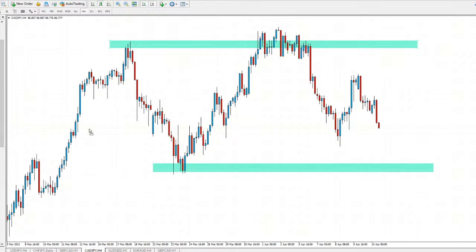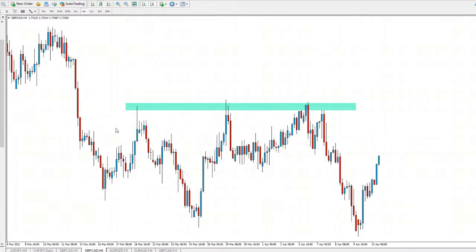And if you take a look at GBP/CAD, so CAD there again, you can see the weakness of CAD is really affecting GBP/CAD there. Price is pushing to the upside quite rapidly there.